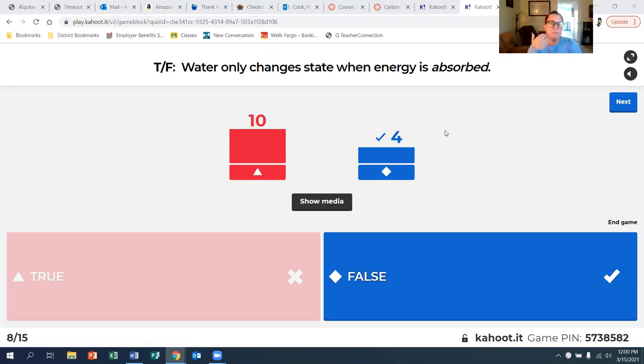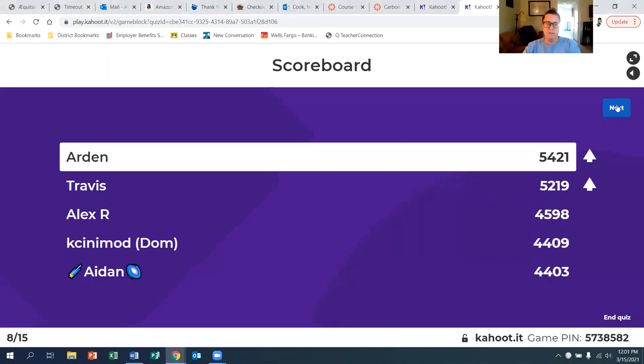If I'm going from a solid to a liquid to a gas, I am absorbing energy because I need the heat to be able to go from a solid to a liquid and a liquid to a gas. If I am going from a gas to a liquid, I'm still changing state, right? Because I'm going from a gas to a liquid and energy is released. So water changes state when energy is either absorbed or released. Told ya, take notes.